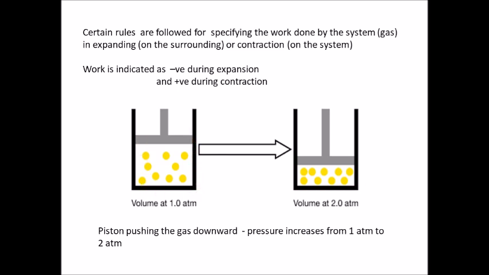You can see this is a cylinder fitted with a frictionless piston. The volume of the gas at 1 atmospheric pressure is at this level. Again, we are applying the pressure over the piston and we have compressed the gas. That means the surrounding of this gas has worked upon it, and now the volume is going to decrease. The pressure has increased. Getting it? So, the piston pushing the gas downward, the pressure increases from 1 atmosphere to 2 atmosphere and the volume decreases.